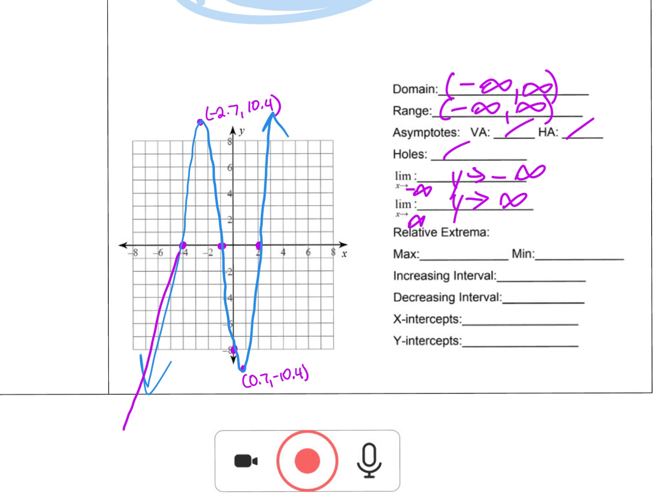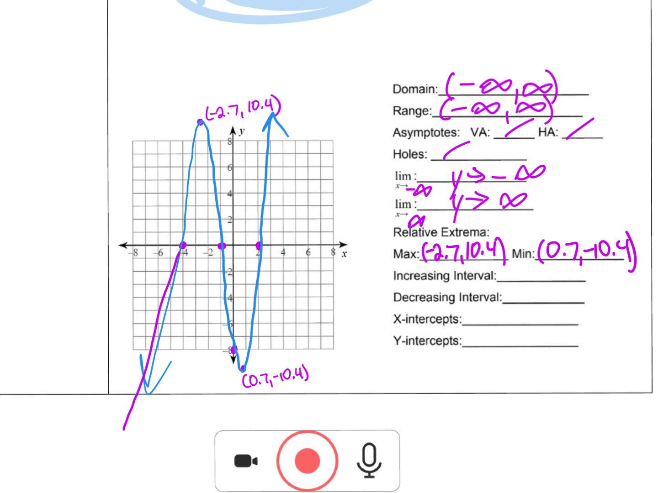Okay. Then we get to our extrema, our max and min points. Ooh, what do we think here? I did 2.7 instead of 0.7. Okay, so you use those points. Yeah. So your max was negative 2.7, 10.4, and your min was 0.7, negative 10.4. Yep. Do we all agree with those? Okay, that is correct.